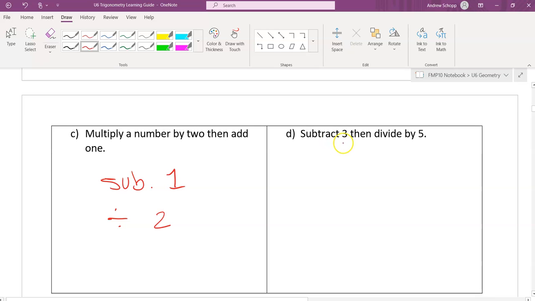And for D, we're subtracting 3, then dividing by 5. So the last thing that happened was this divide by 5, so we're going to multiply by 5. First thing that happened was subtract 3, so we then add 3.